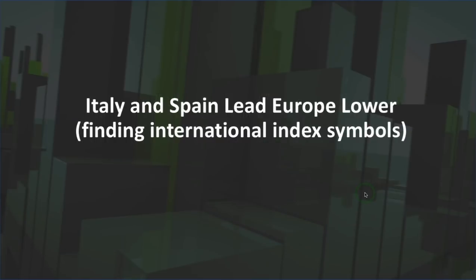All right, so what is pushing money out of the euro? Well, it could be the fact that we've seen a very sharp decline in Italy over the past 3 weeks, a sharp decline in Spain. I'm talking about stocks over the last 2 weeks. So we'll look at those, and I'll show you how to find international index symbols. And for that, we're going to go to the StockCharts website.